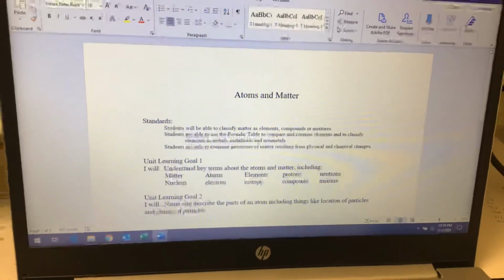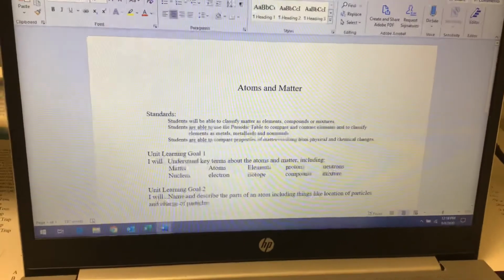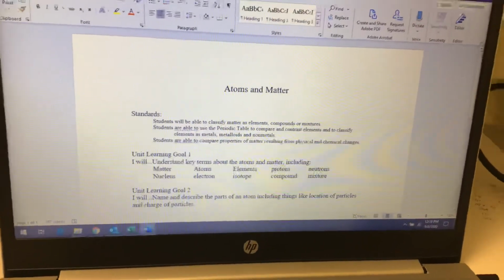Some of you guys will take chemistry in high school, but this is a good precursor for that.